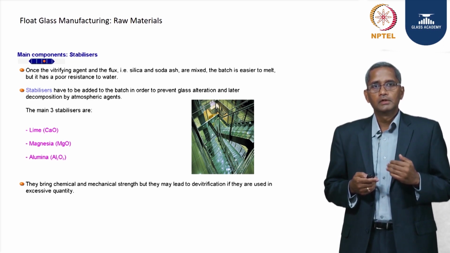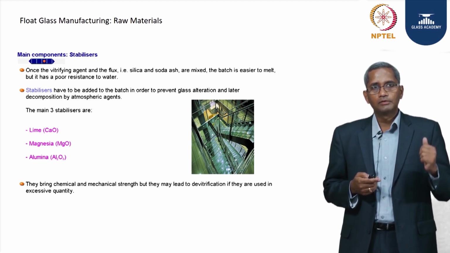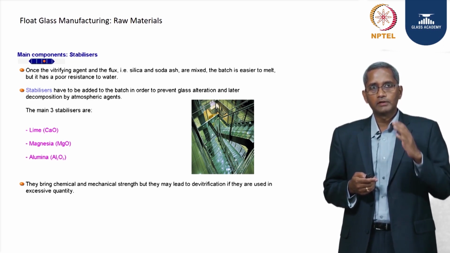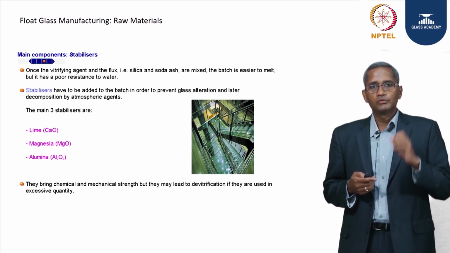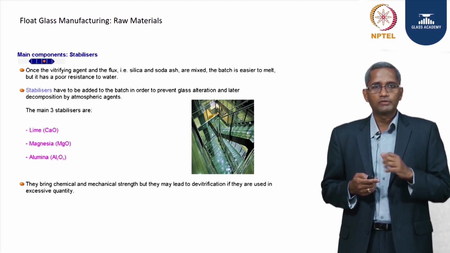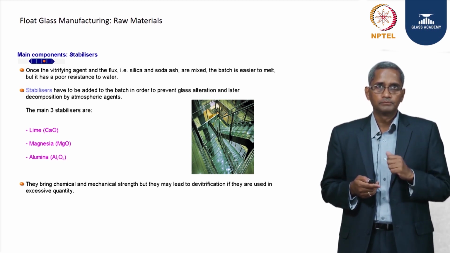So silica, the glass former. To reduce the melting point of silica, the flux we add is soda, and to stabilize the glass we add calcium oxide, magnesium oxide and alumina.